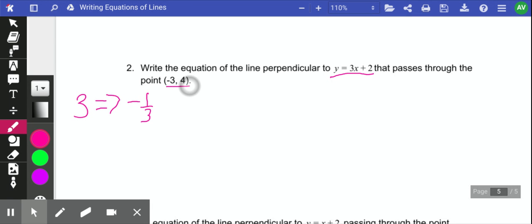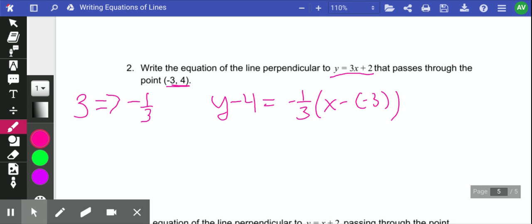And then I'm going to plug in with this point. So -3 is going to be the x1, 4 is going to be the y1. So I'll have y minus 4 equals -1/3 times x minus -3. Okay? All right. So the left-hand side of the equation is still y minus 4. On the right-hand side of the equation, I notice this is going to become a plus.